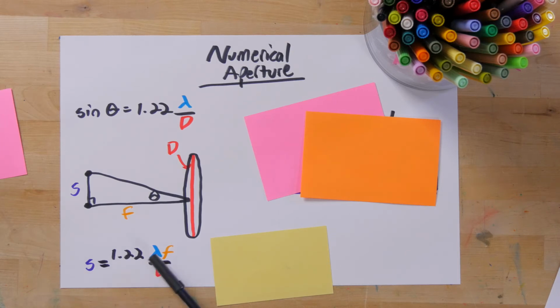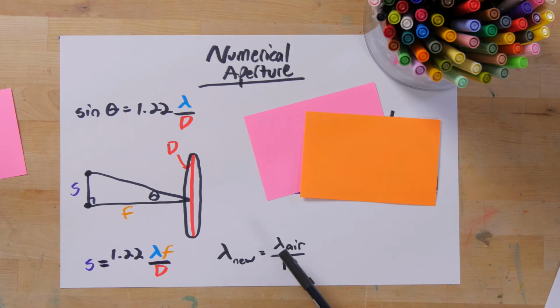Well, here we want a small distance between the objects f, we want a small wavelength of light, and we want a big lens d. Well, how can we decrease the wavelength of light even more? Recall that light has different wavelengths in different media. So if we increase the index of refraction, we can get a smaller wavelength of light. Accordingly, in modern microscopes, we tend to use oil to get wavelengths even smaller for better resolving power.